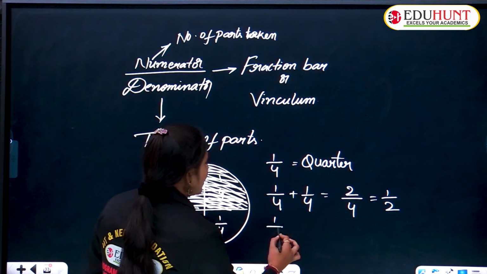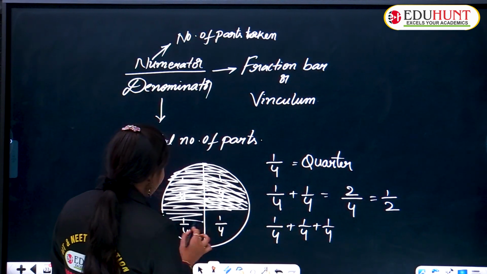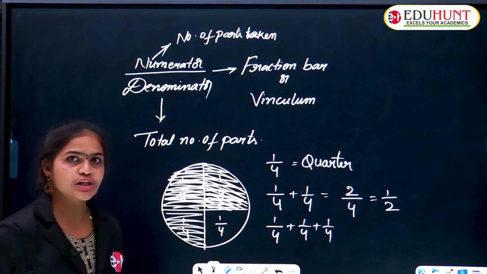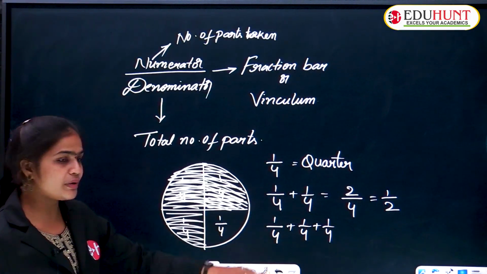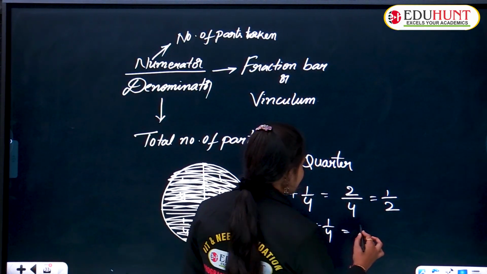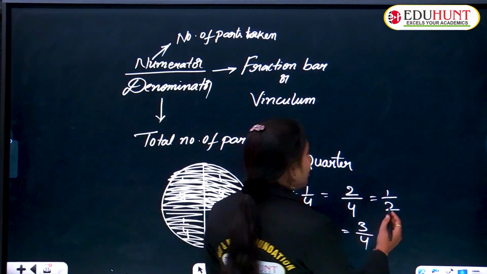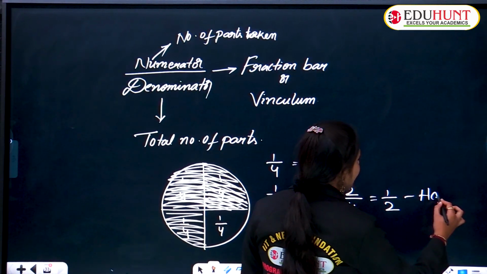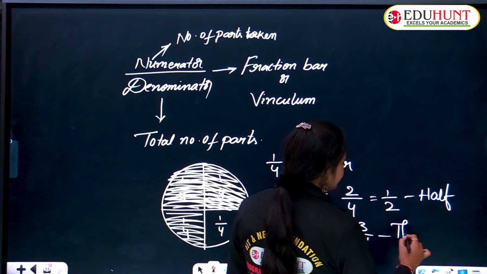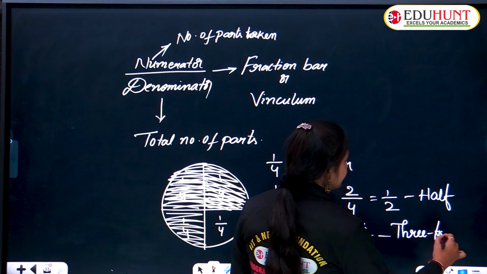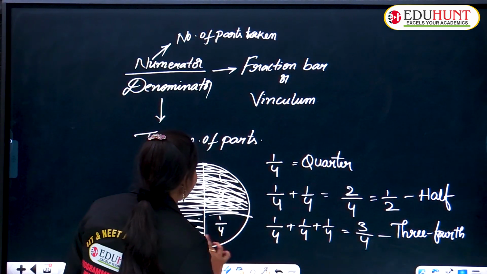Next, 1 by 4 plus 1 by 4 plus 1 by 4. I want to shade this one also. Now how many parts are shaded? Half of the part plus one more 1 by 4th part. How many 1 by 4s are there? 3 1 by 4s are there. So 3 by 4th part. We will call this one 3 by 4th or 3/4. We will call this one a half, and this one is a 3/4 part.